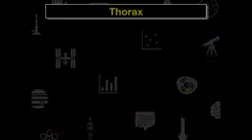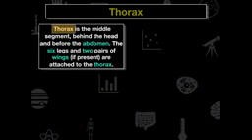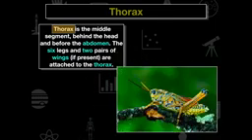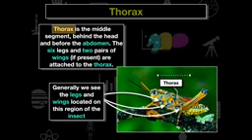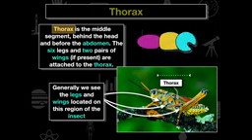Now, the thorax is going to be this middle section of the organism, and this is behind the head but before the abdomen. And this is generally where we see the legs and the wings if they are present. So if we look at this grasshopper here, here's our thorax. This is the middle section of that grasshopper, and we actually see all 6 of the legs attached to this thorax section here.